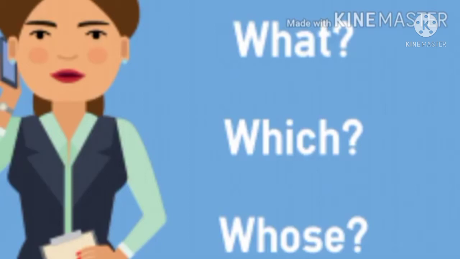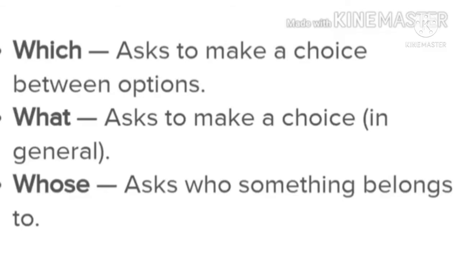There are 3 kinds of interrogative adjectives. The first one is which, used to make a choice between 2 options, or rather 2 nouns. Which dress do you want? So there are 2 dresses. Probably there is a white dress and a black dress, and your mother is asking you, which dress do you want? The black one or the white one? So which is used to make a choice.